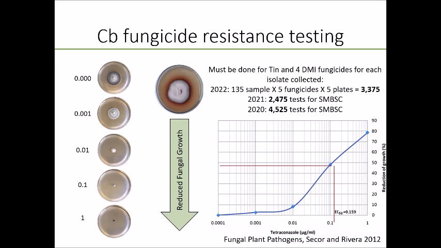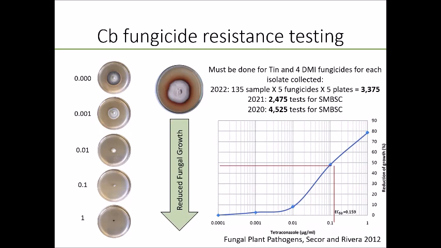And the main thing I want to get out of this slide here is that this has to be done independently for each fungicide tested and then each isolate. So, for example, in 2022, 135 of the, I think, almost 600 samples that they did in Minnesota, and each isolate has to have 5 plates for each of the 5 fungicides they tested, and this turns into a pretty large number of samples to keep track. And this work is largely done by Viviana in Gary's lab, and it's a ton of work.